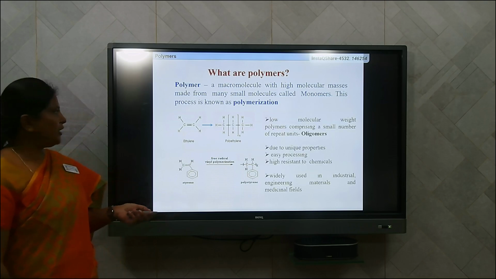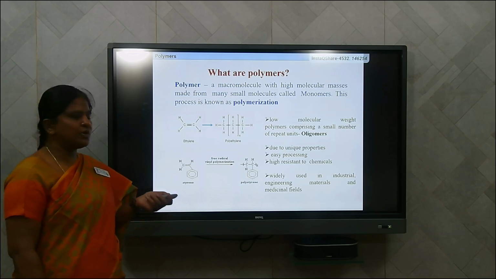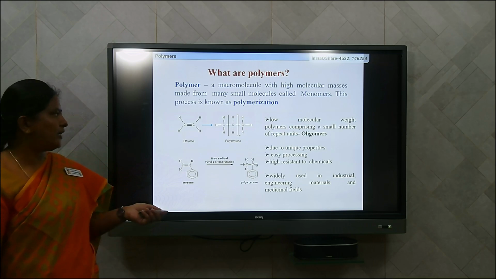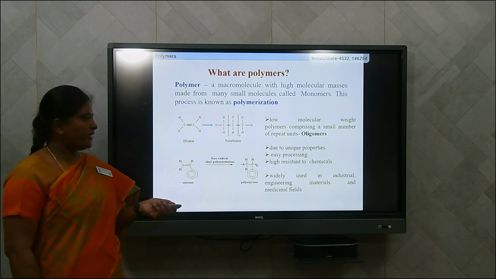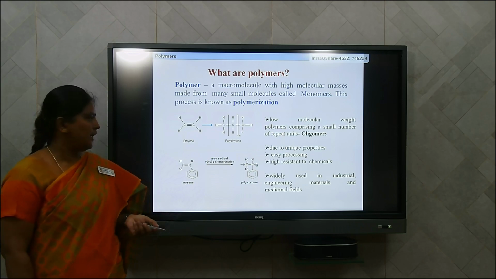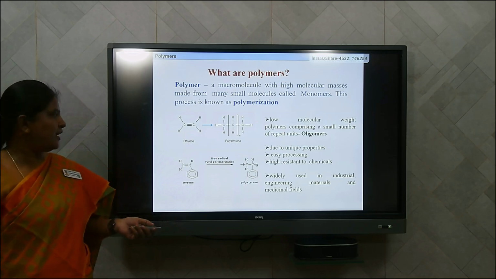Here, low molecular weight polymers are also obtained, comprising a small number of repeating units. That type of polymers are called oligomers. Due to unique properties, easy processing, and high resistance to chemicals, polymers are widely used in industrial, engineering materials and medicinal fields.